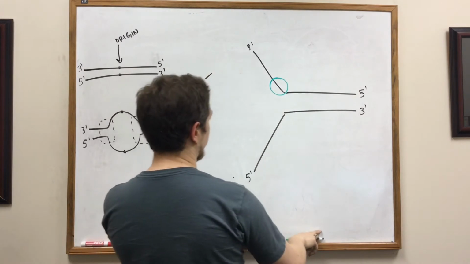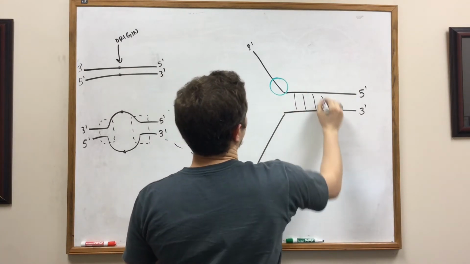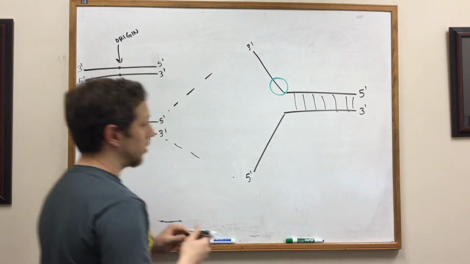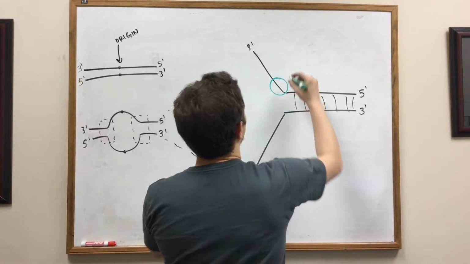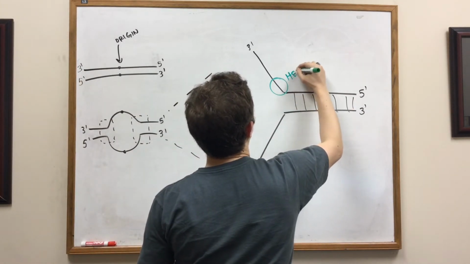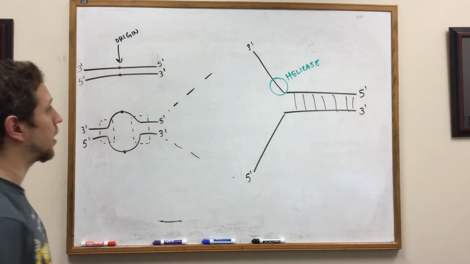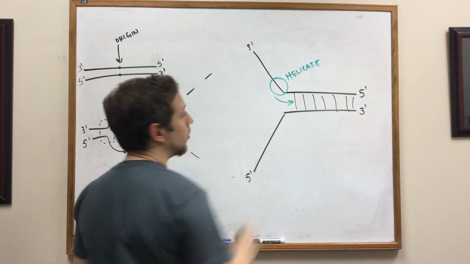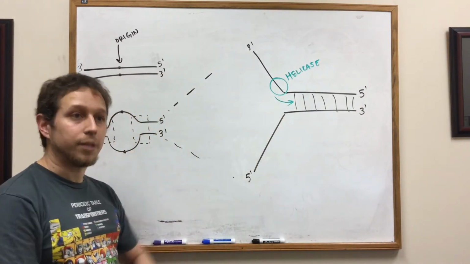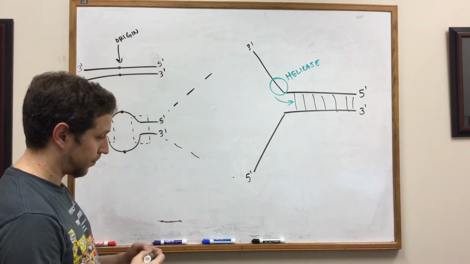So the first enzyme that's going to be utilized is an enzyme that is going to unwind this double helix of DNA. So we still have unwound DNA here, and this enzyme that's going to be responsible for unwinding the helix is called helicase. So there's helicase. It's going to move in, and it works kind of like a zipper, unzipping this double helix.